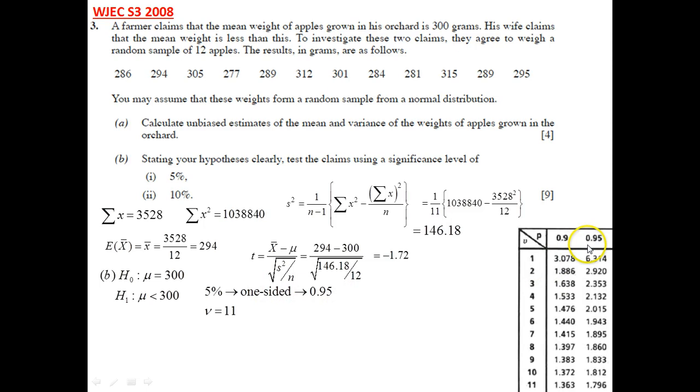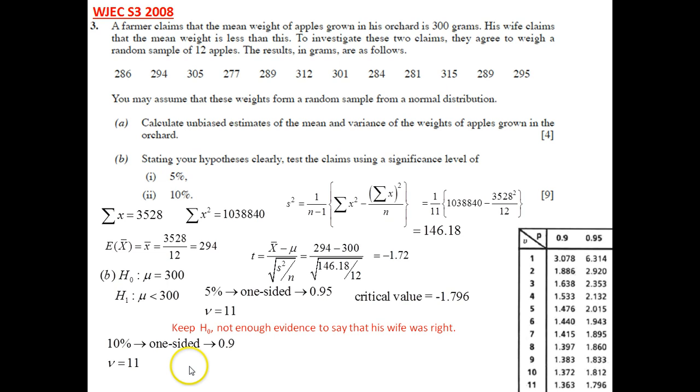So table 7, 0.95 as our p, and 11 as our degrees of freedom. We get a critical value of minus 1.796. Therefore, our sample values have given us minus 1.72, so it's not in the critical region, so not enough evidence to say his wife was right.